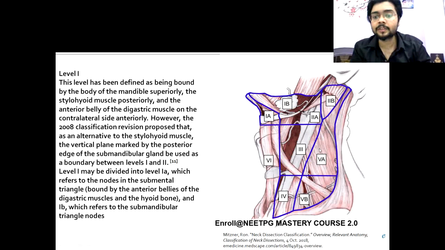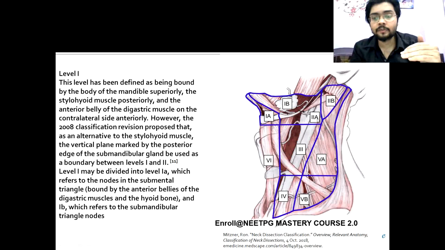Okay, and it is further divided into 5A, which is above, and 5B, which is below. The plane is again the lower border of the cricoid. Also, 5A and 5B are divided by the spinal accessory nerve, which goes from here. And in a similar way, here level 2 is divided into 2A and 2B.